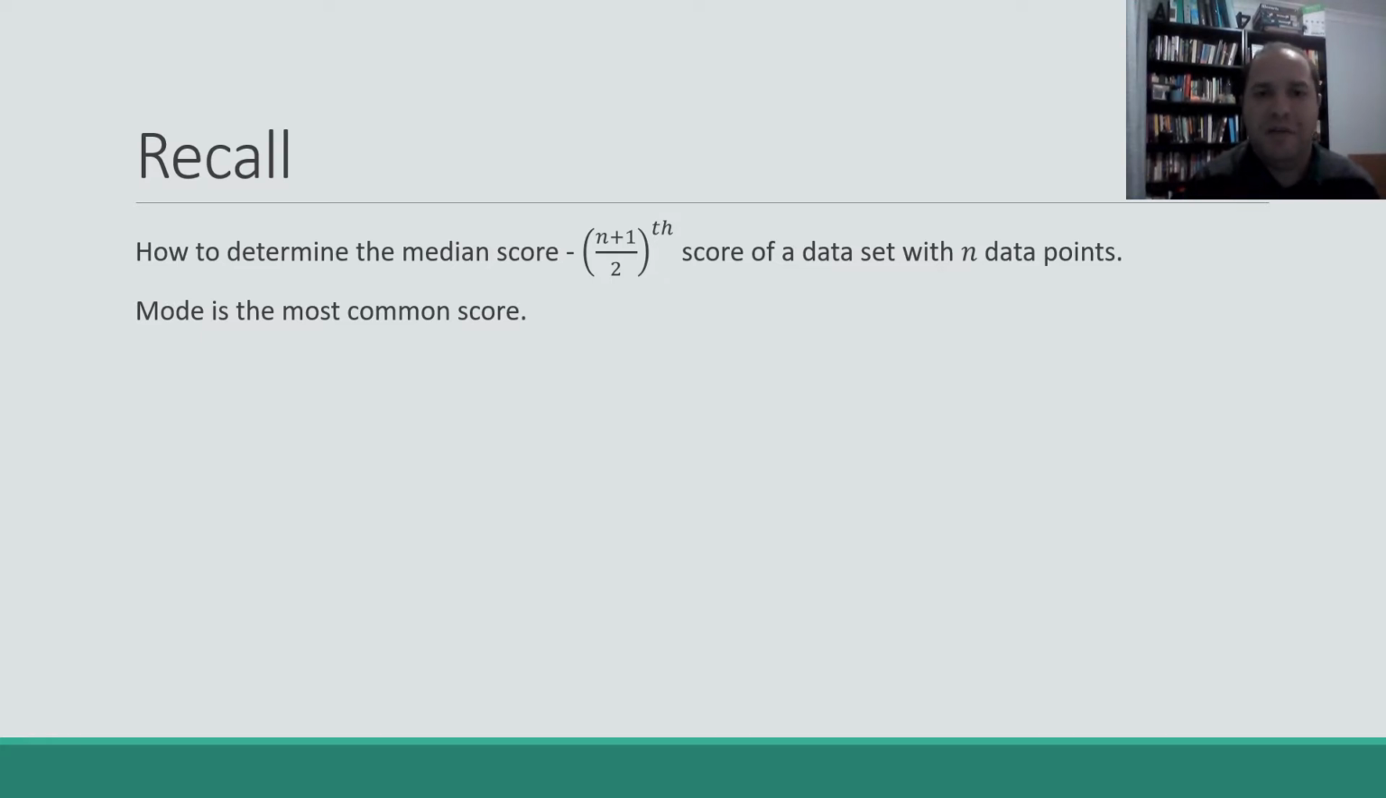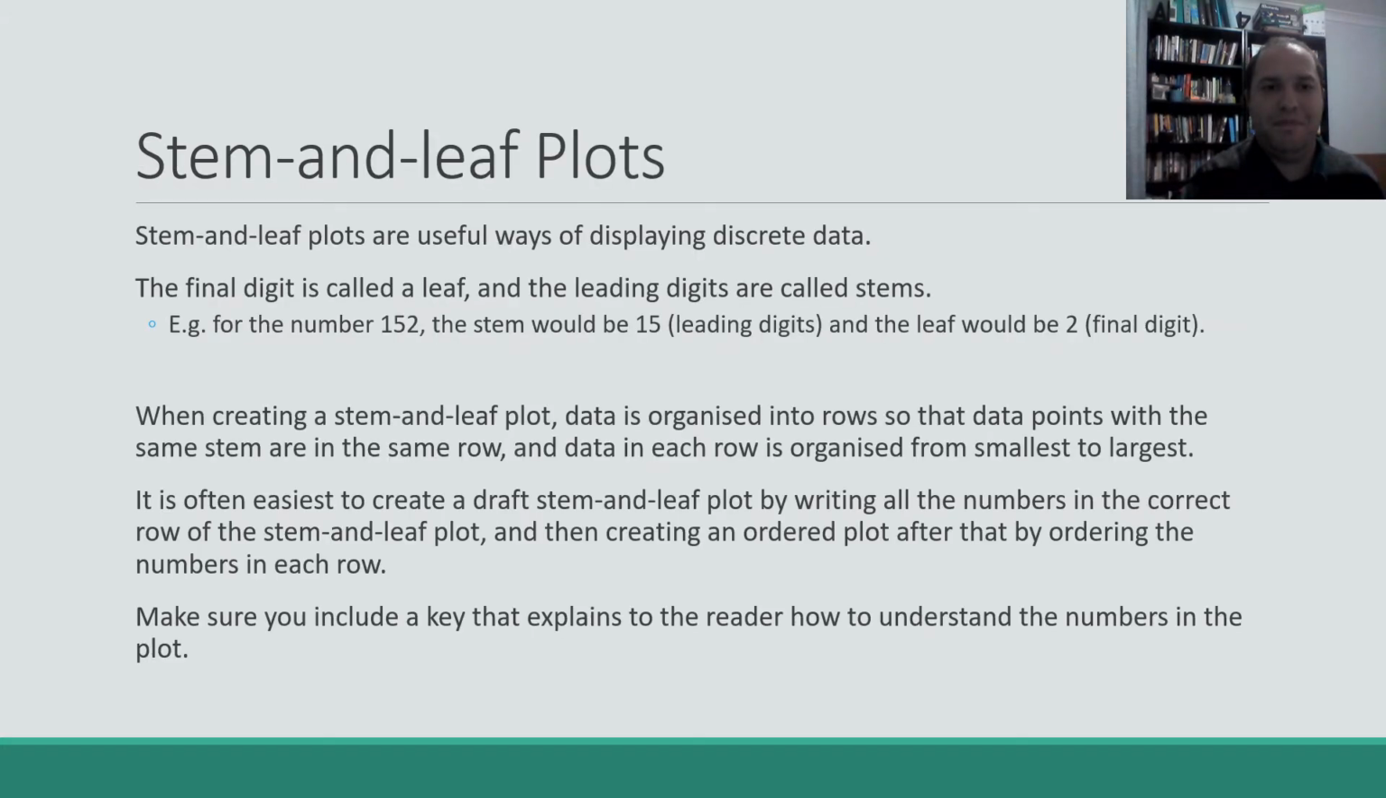The key things you'll have to remember from previous work is how to determine the median score. So by adding 1 to the number of scores, and then dividing that by 2 to get the score that's the median, and then just counting it out. The other thing to remember is that the mode is the most common score.